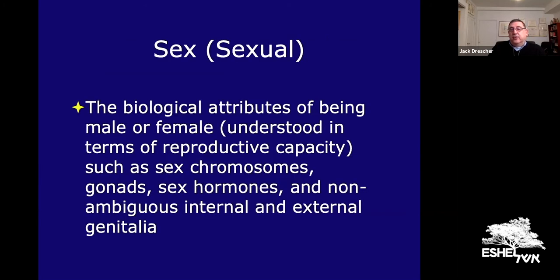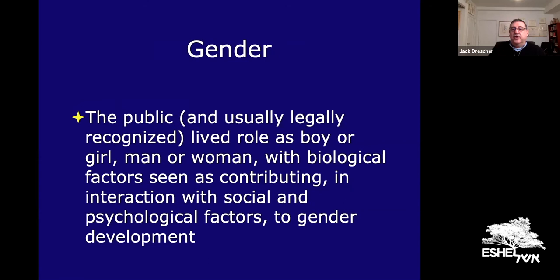So sex is what we think of as the biological attributes of being male or female, usually understood in terms of reproductive capacity, sex chromosomes, gonads, sex hormones, and non-ambiguous internal and external genitalia. While gender is the public and usually legally recognized lived role as boy or girl, man or woman, with biological factors seen as contributing, in interaction with social and psychological factors, to gender development.